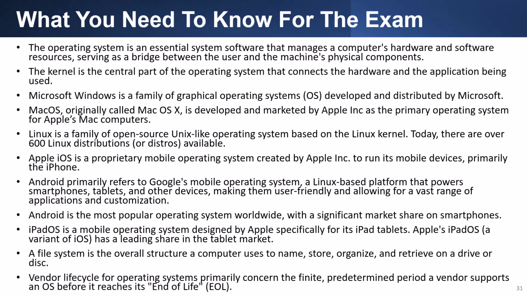In summary, the operating system is an essential system software that manages the computer's hardware and software resources, serving as a bridge between the user and the machine's physical components. The kernel is the central part of the operating system that connects the hardware and the applications being used. Microsoft Windows is a family of graphical operating systems developed and distributed by Microsoft. macOS, originally called Mac OS X, is developed and marketed by Apple Incorporated and is the primary operating system for Apple's Mac computers. Linux is a family of open source, Unix-like operating systems based on the Linux kernel. Today, there are over 600 Linux distributions, or distros, available.